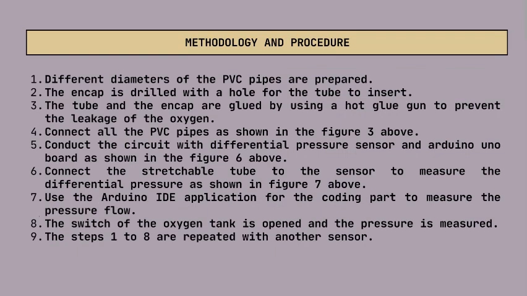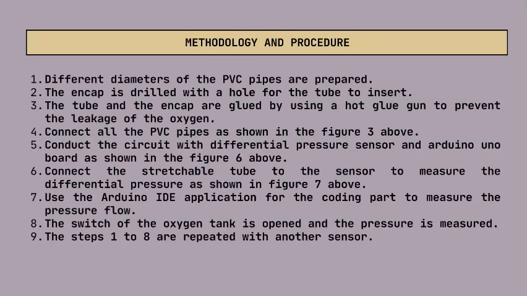How are we going to conduct the experiment? The different diameters of the PVC pipe are prepared. The end cap is drilled with a hole for the tube to insert using the driller. The tube and the end cap are glued using a hot glue gun to prevent the leakage of oxygen, which can give error to the experiment. Then connect all the PVC pipes as shown in figure 3 above.